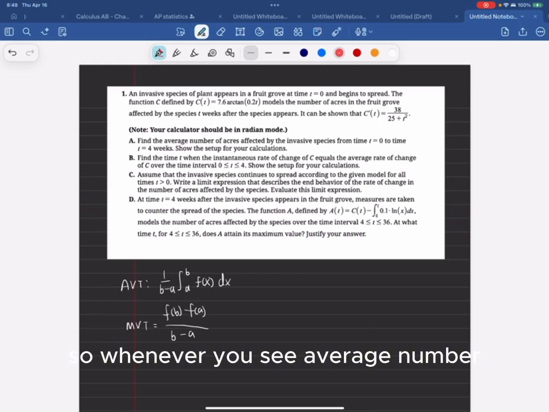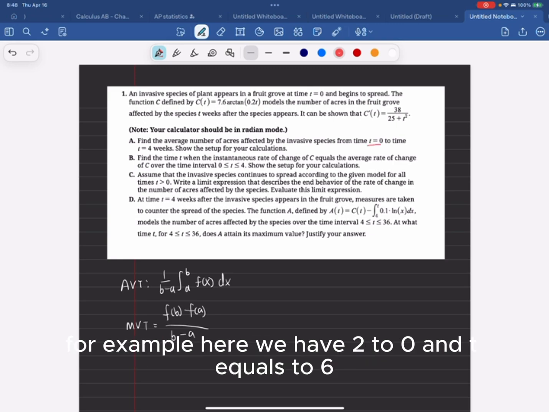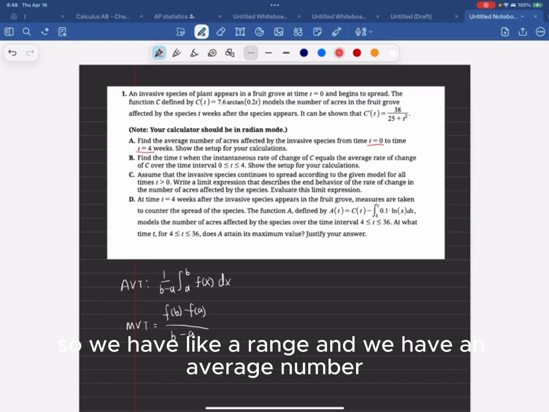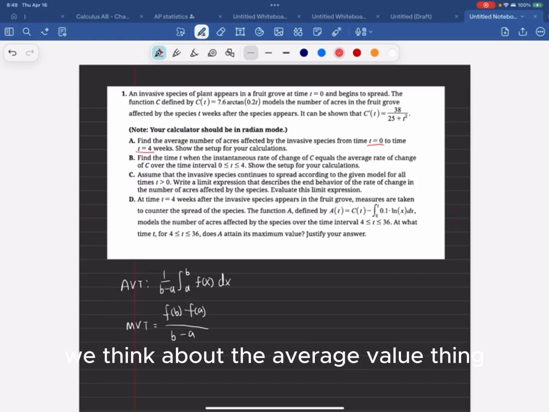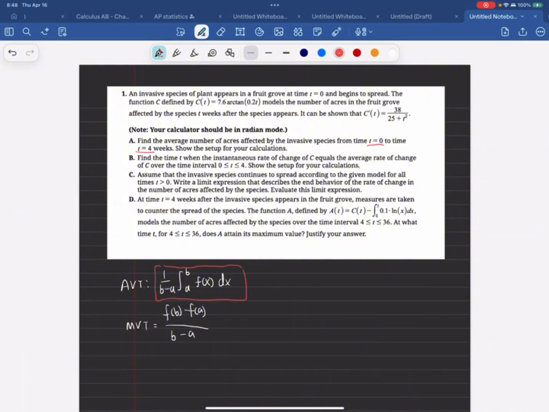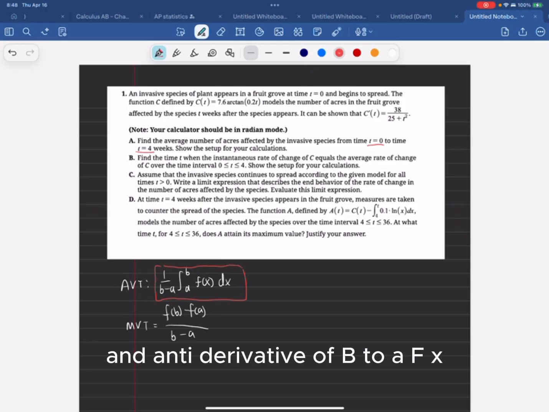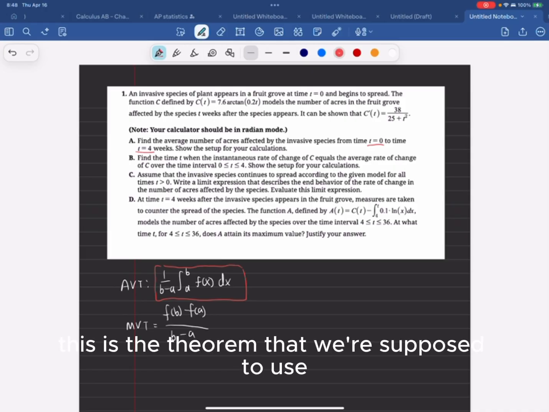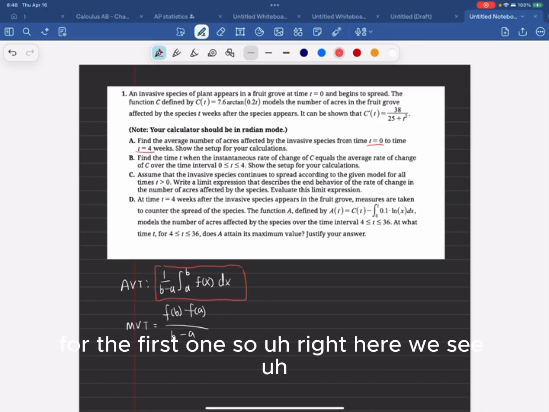So whenever you see an average number over a range, for example here from t = 0 to t = 6, we think about the average value. So when we have a range and an average, it's 1 over (b minus a) times the integral from a to b of f(x) dx. This is the theorem that we're supposed to use for the first one.